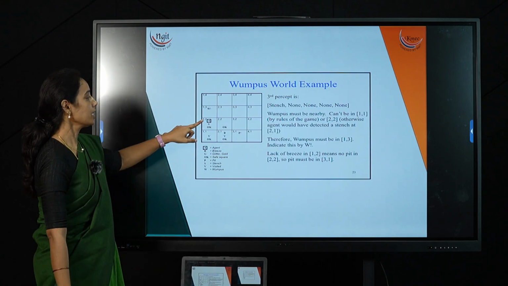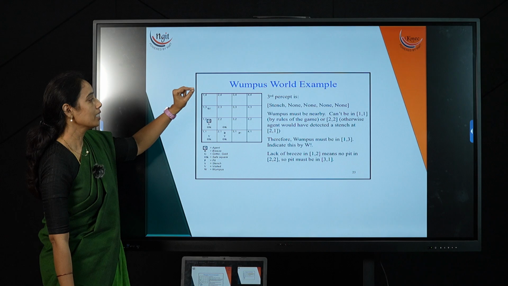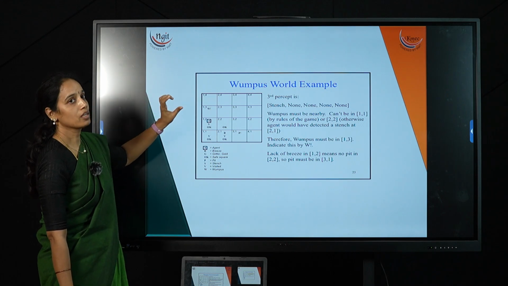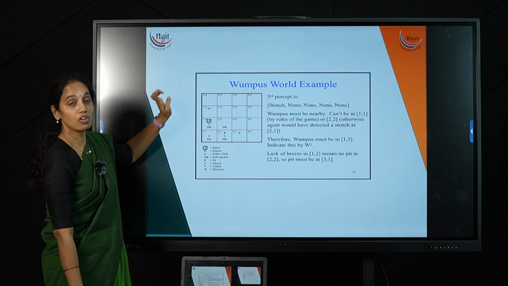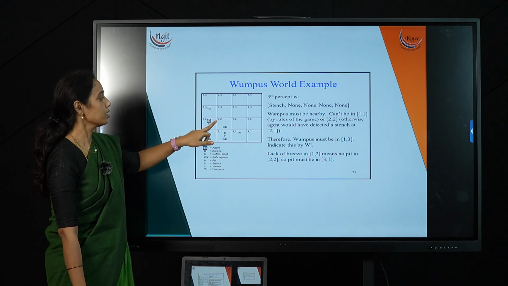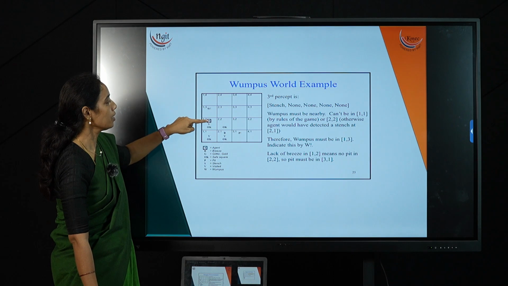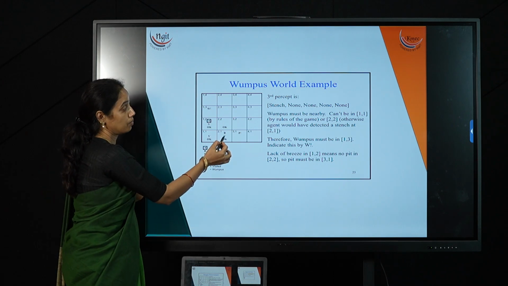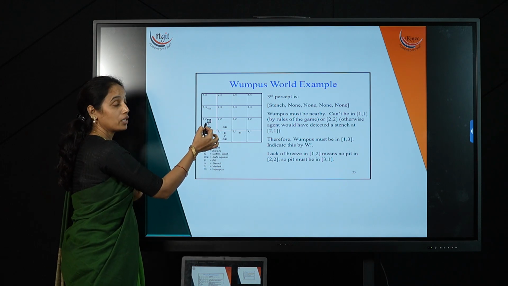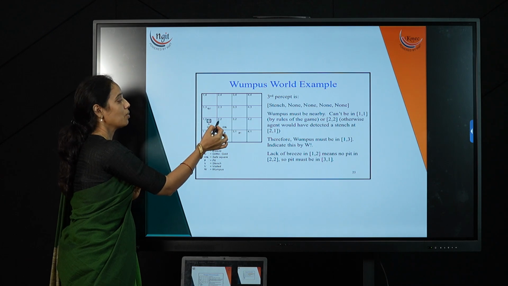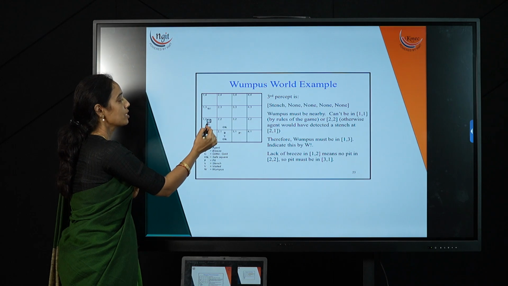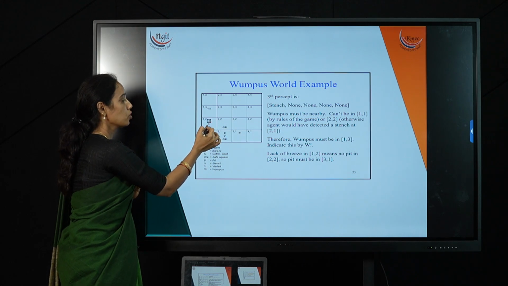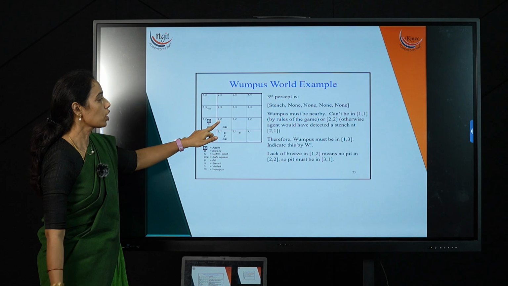Now when he comes here, he finds a stench. That means smelly. Whenever the wumpus is nearby, the agent will feel the smell. He doesn't feel the stench there, but when he came here, he feels that there is a wumpus nearby. Here he felt no breeze, so he feels that the pit is not here. So this agent will move to 2,2.